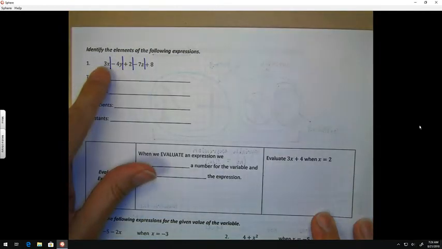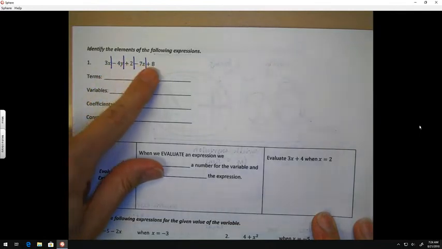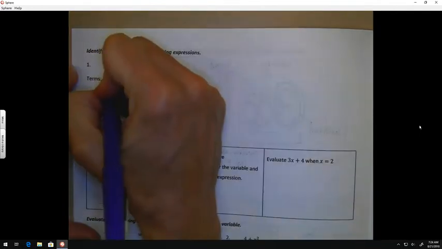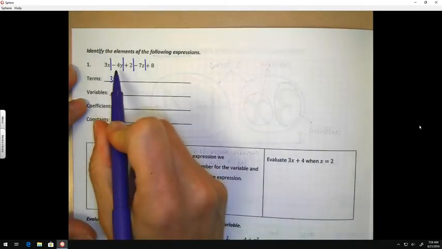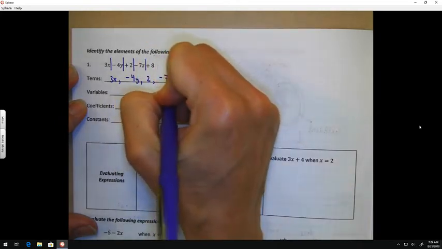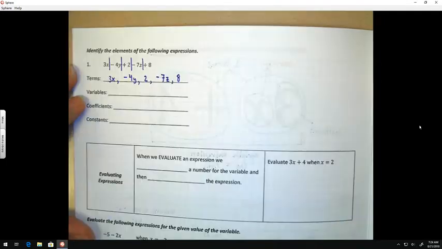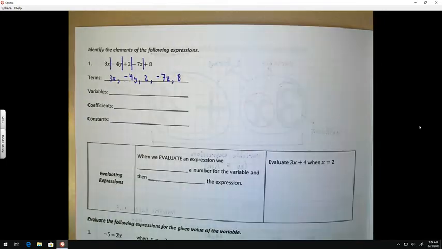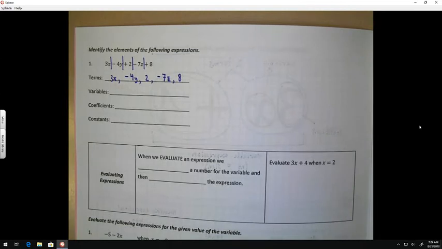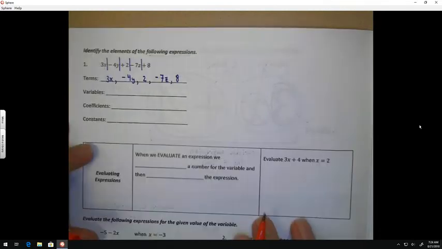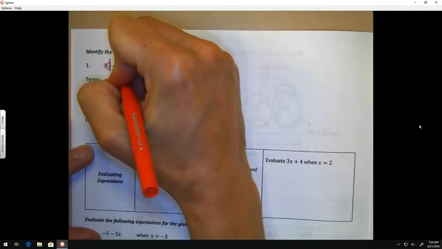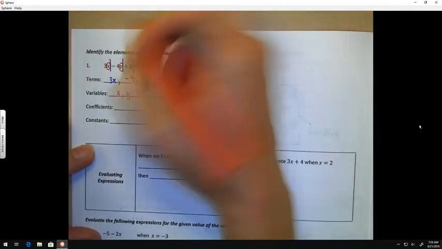So now I can see that I have 1, 2, 3, 4, 5 parts. So my terms are a 3x. When I grab the 4y, I take that negative that's in front. So my next term is a negative 4y. I have a positive 2, a negative 7z, and a positive 8. Those are my terms. Next part I'm looking for are my variables. So I'm looking for any letters. So I notice I have an x in my expression. I have a y. And I have a z.